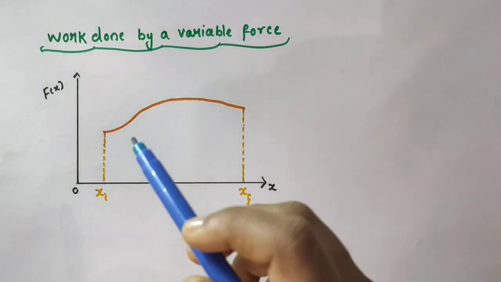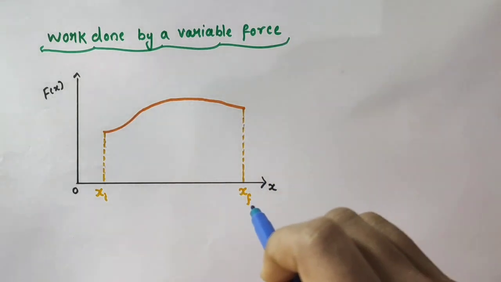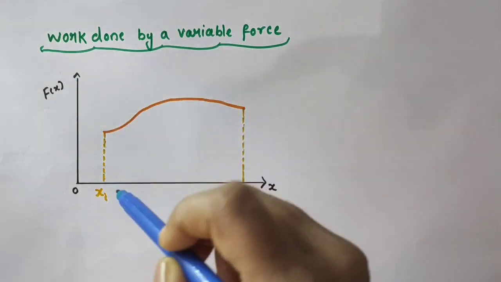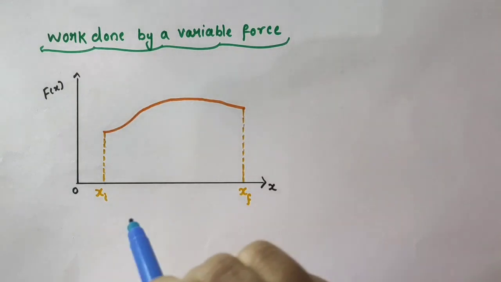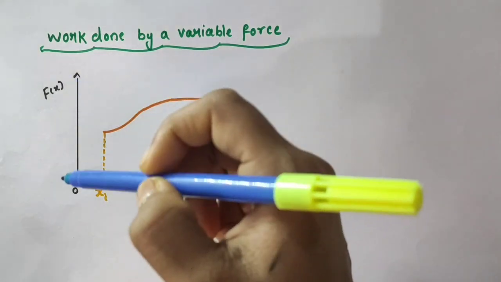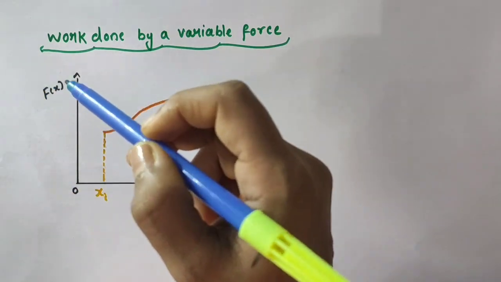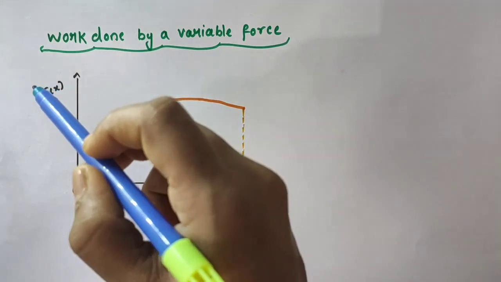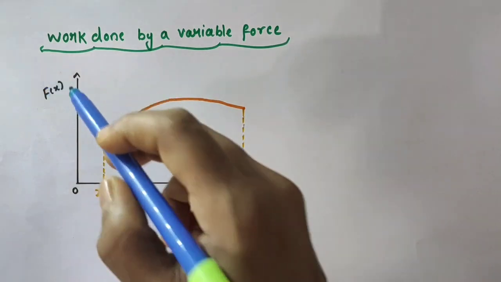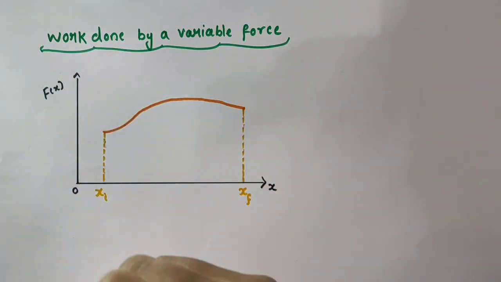For example, consider an object moving along the x-axis. Along the x-axis, we have the different positions of the object. Along the y-axis, we have taken the force. And this force is a function of x, which means that the force varies with the position x. So it is a varying force.